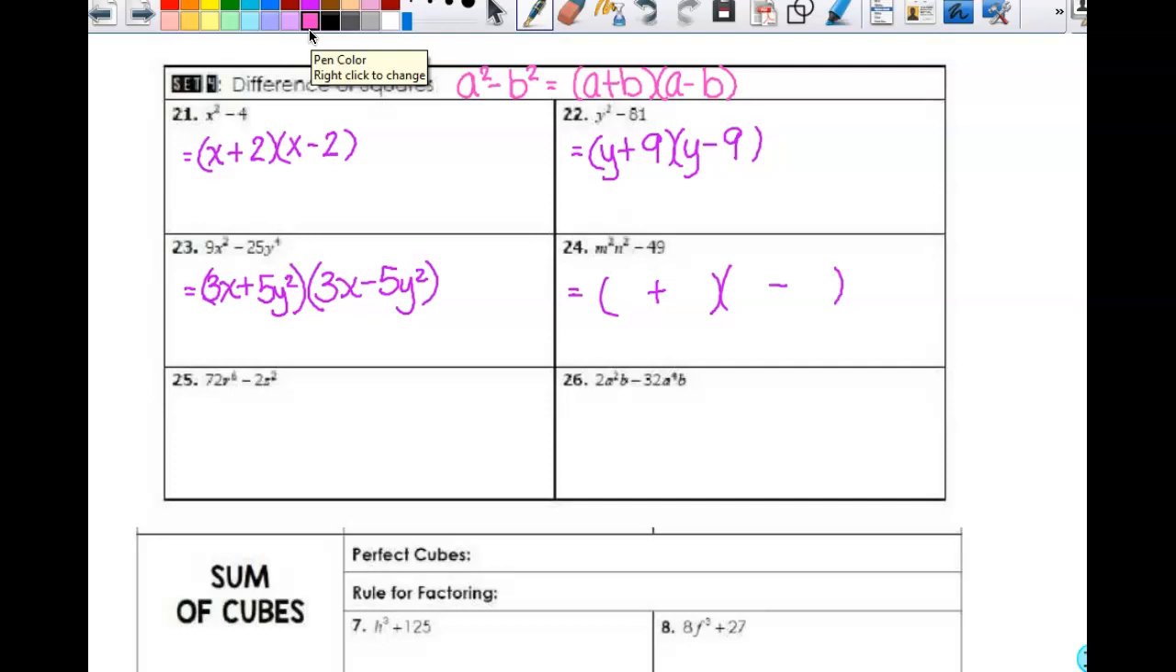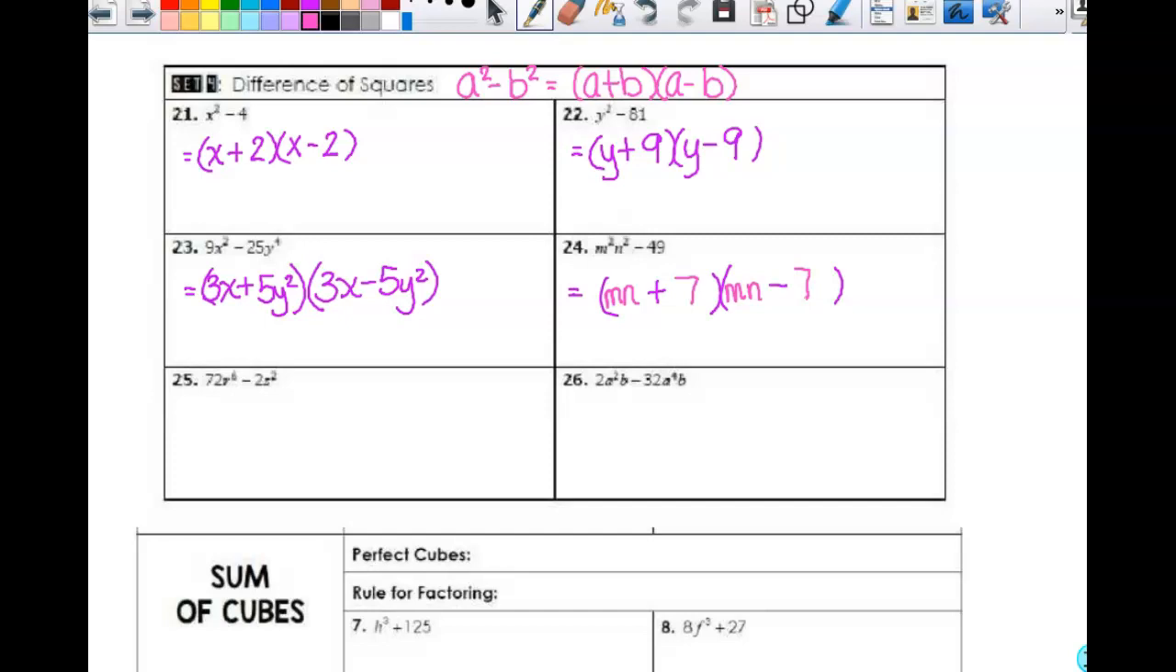So on 24, the m squared n squared, when I divide those both in half, I get mn. The square root of 49 is 7, not 49. So I get mn plus 7, mn minus 7. And if you had the minus first, it wouldn't matter. Like you could say mn minus 7 times mn plus 7, whatever. Okay. We good on difference of squares? Yes? No? Can we do one more? Yes, let's do this one.